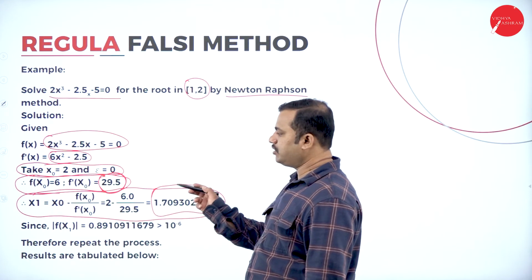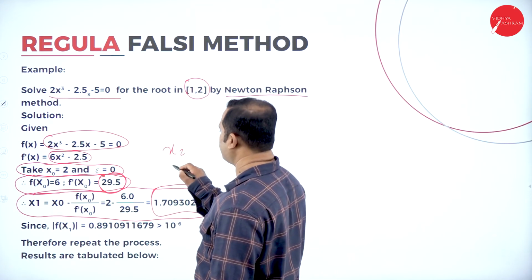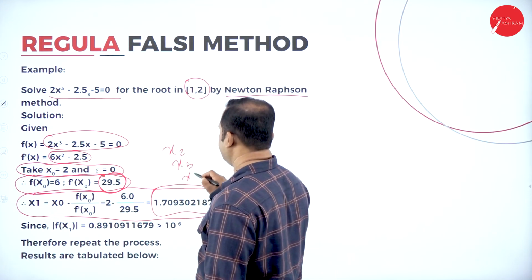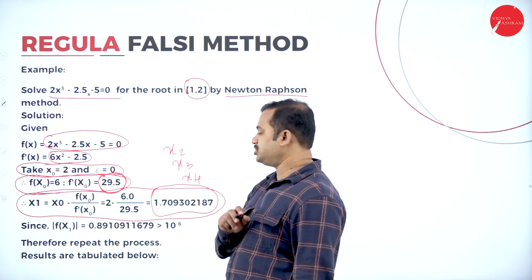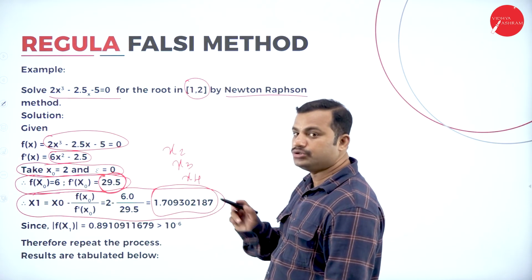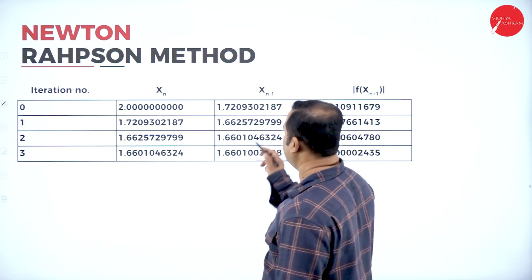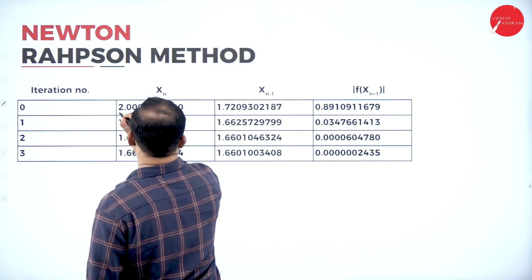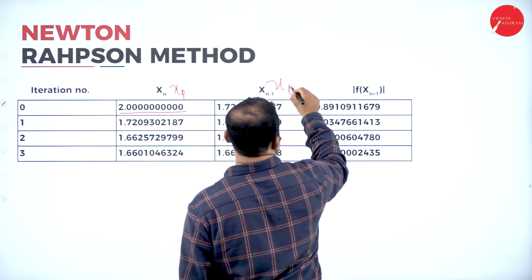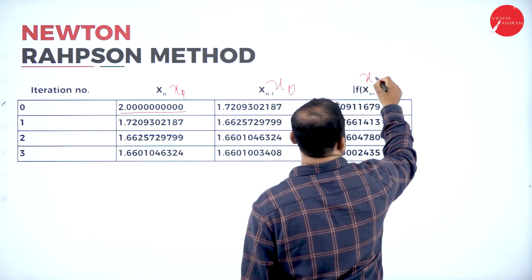How can I find out the value of x2 now? How can I find out the value of x3, x4 based upon the decision, which shall be shown to you in the tabular form. Now see here. This is x1, this is x0. What about this? This is x2.